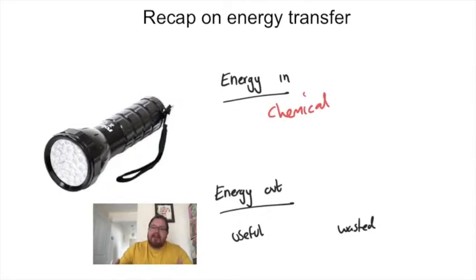And then we've got a couple of energies coming out. One is wasted and one is useful. So the useful energy in a torch is light. And the wasted energy, well, if you leave a torch on for too long, it's going to get warm, so heat, which is thermal. Thermal is my wasted energy there. And that's about it for a torch. A torch is pretty simple for energy transfer. You've got your batteries, chemical going in, energy coming out is light, and then your thermal.